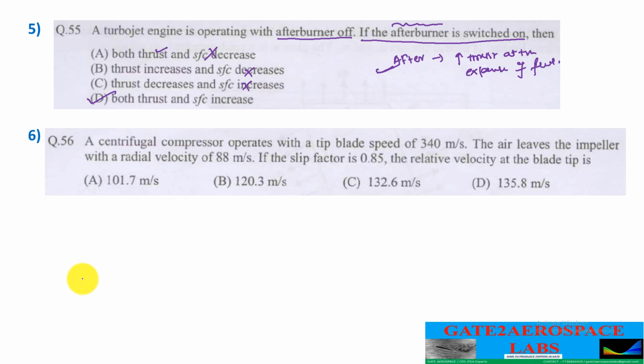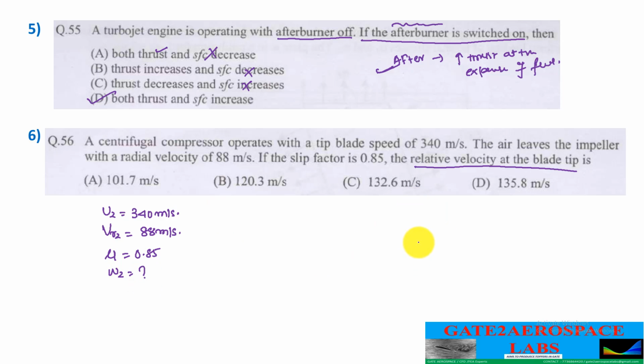Fine. Now the next question is from the compressor. The centrifugal compressor operates with tip blade speed, that means U2 is given to you, that is 340 meter per second. Air leaves the impeller with the radial velocity. Radial velocity at the exit is given as 88 meter per second. The slip factor value is given as 0.85. Now we have to determine the relative velocity at the tip. That means we have to determine W2.